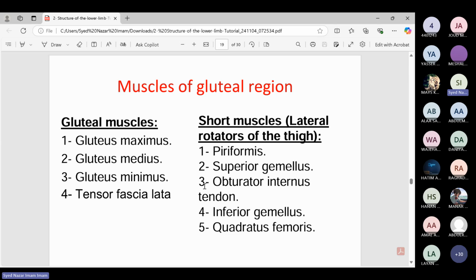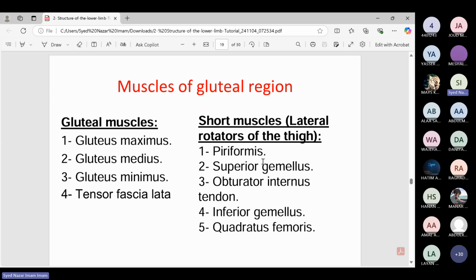And then we have this short muscle, that is the piriformis, two gemelli, gemellus superior, gemellus inferior, and in between these two, you will see the obturator internus, and then we have the quadratus femoris. Tomorrow, when you go to the lab, see all these muscles, the gluteus muscles, and also once you remove the gluteus maximus and medius, you will see the short muscles. Mainly, you will see the piriformis.